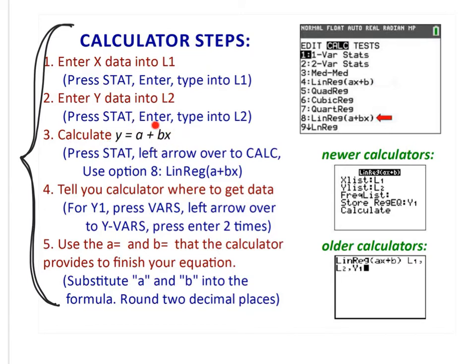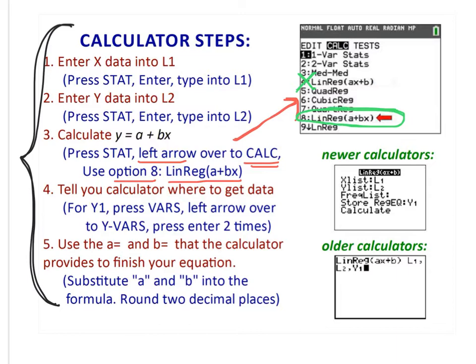Well, how do I do that? So this number 3 is corresponding to this picture up here. So I press Stat, then use the left arrow over to Calc. Then I use option 8, which is LinReg A plus BX. You'll see a picture of what the calculator should look like. You want this option right here. You don't want option 4. This is Algebra 1. This is Statistics.